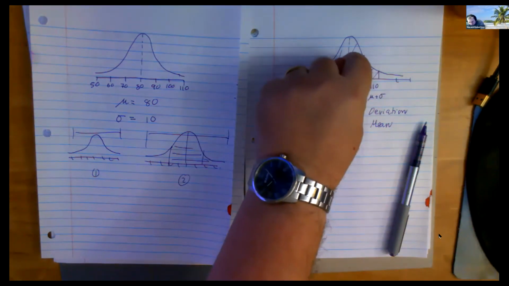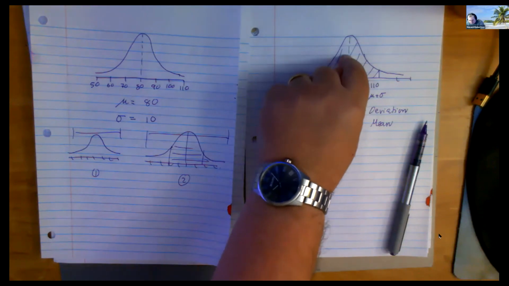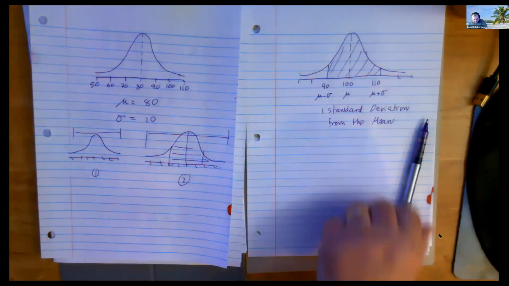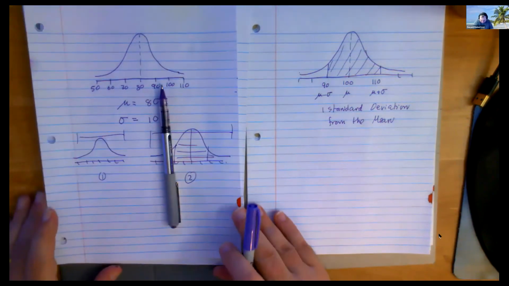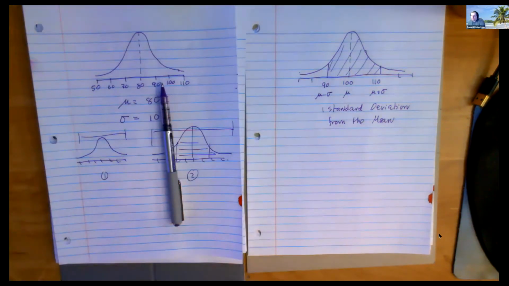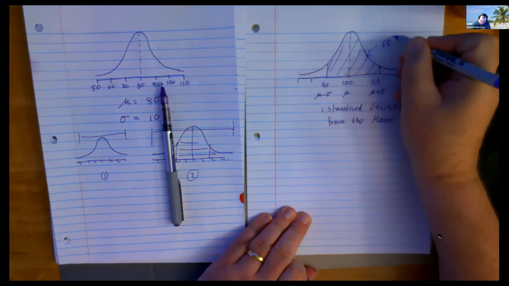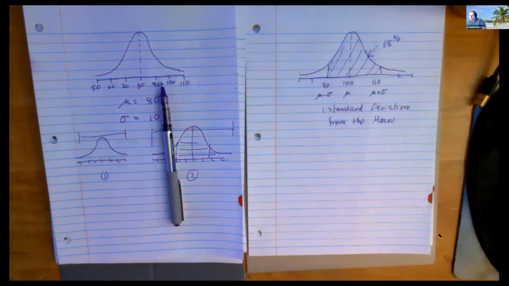Do you know that the percentage of the population that lies between 1 standard deviation either side of the mean is, give or take a little, the same number every time? And that magic number is 68%.